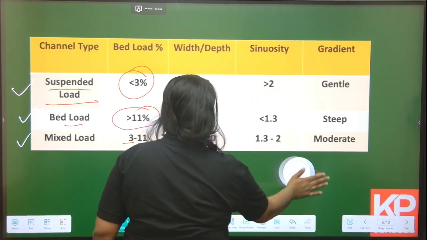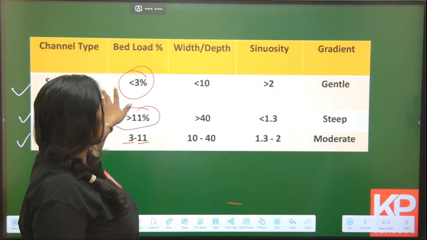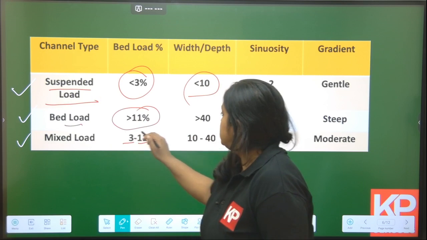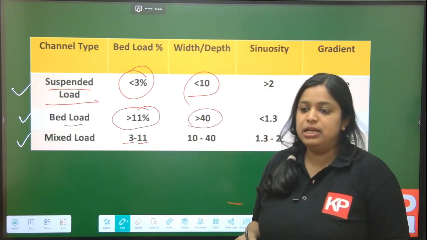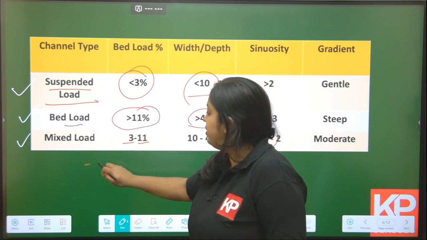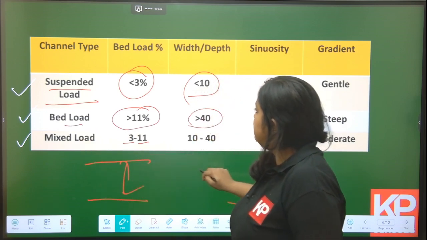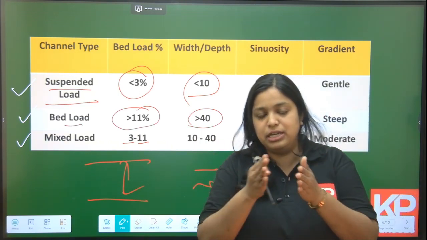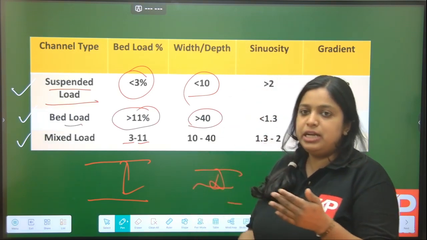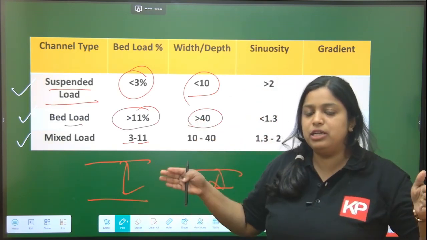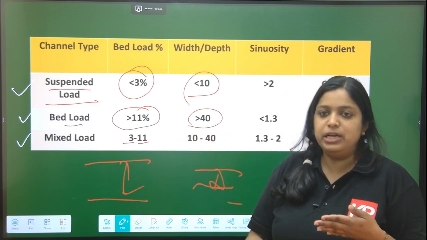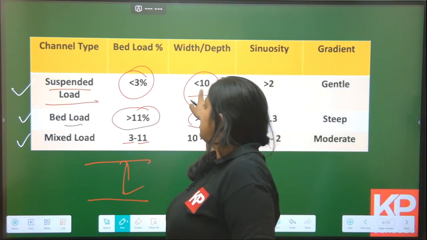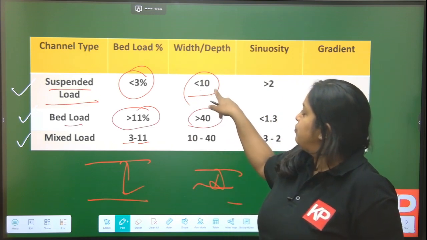Over here, for a suspended load channel, the width to depth ratio will always be less than 10. For a bed load channel, the width to depth ratio will be greater than 40. That means a bed load channel has a much higher width than a suspended load channel. Suspended load channels are not wider; their width is very small compared to their depth. Whereas bed load channels are very wide compared to their depth. So a bed load channel has a width to depth ratio greater than 40, and a suspended load channel has a width to depth ratio less than 10.